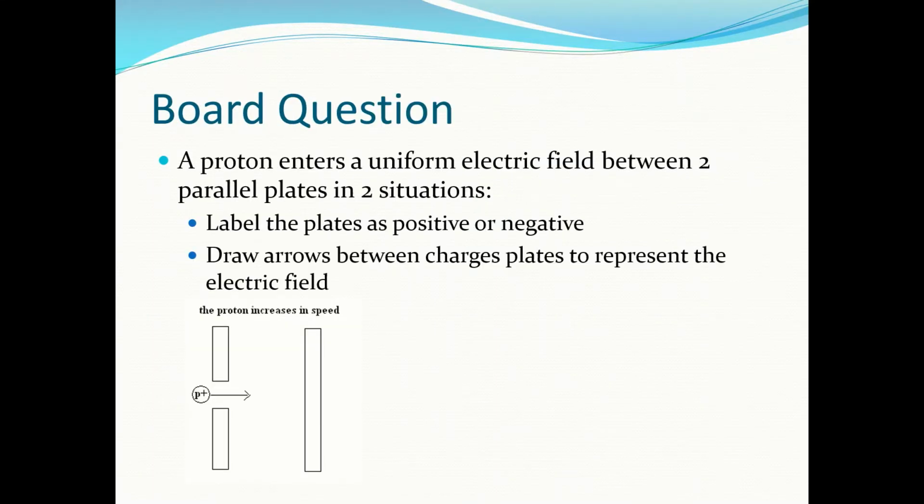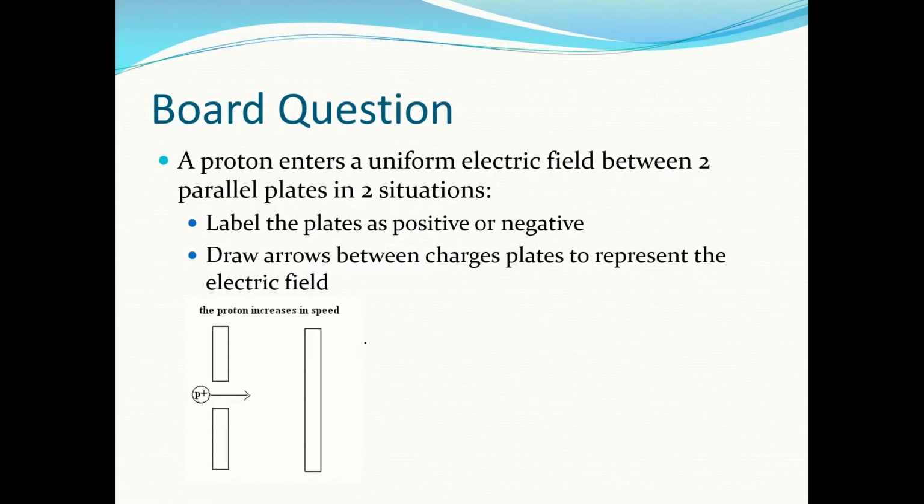Okay, so let's do a board question. A proton enters a uniform electric field between two parallel plates in two situations. Label the plates as positive or negative. Draw in the arrows between the plates to represent the electric field. Okay, so pause the video, try it on your own, see if you can do it.